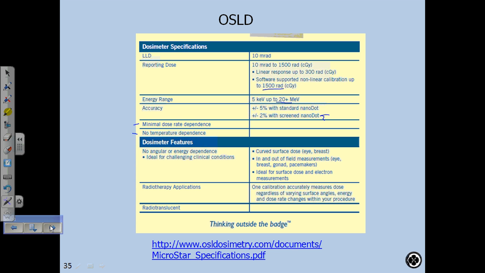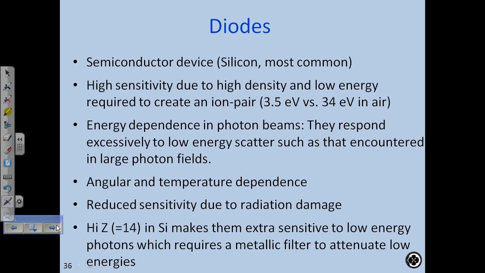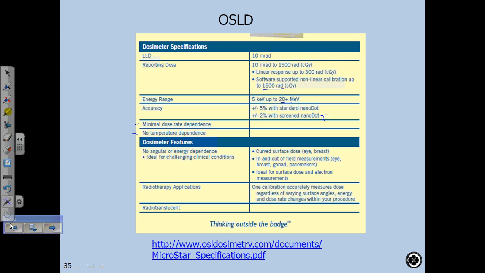For the OSLs, are these only used in badges or are they in vivo applications? They're in vivo. You can order them. You can buy an OSL kit just like you would buy a TLD kit. They come with many OSLs and they come with a reader. And the reader is actually a lot smaller than the TLD reader.